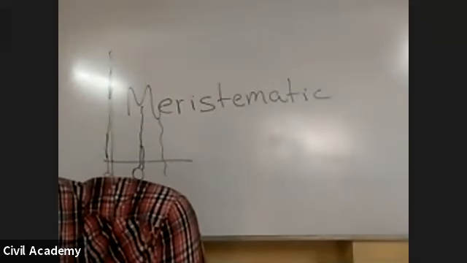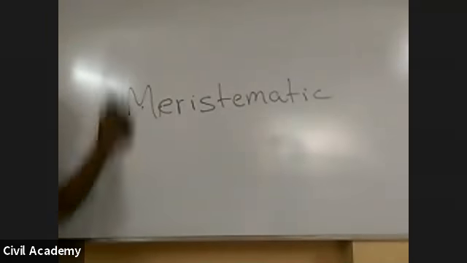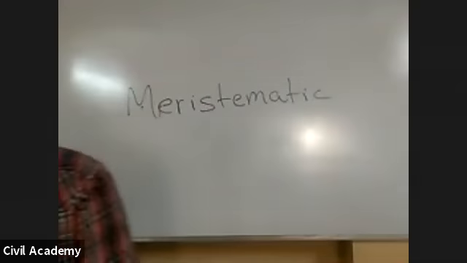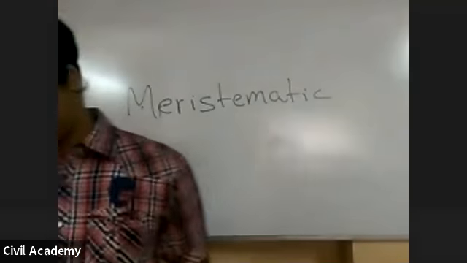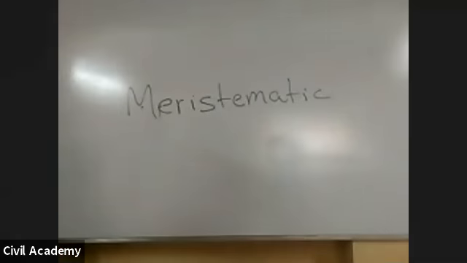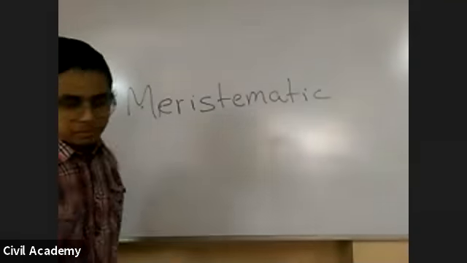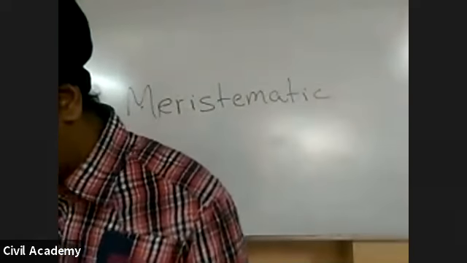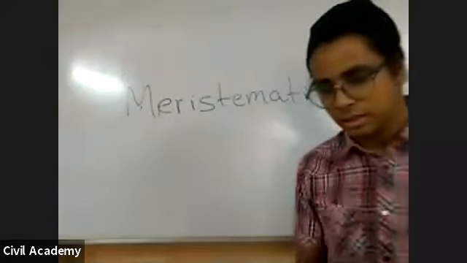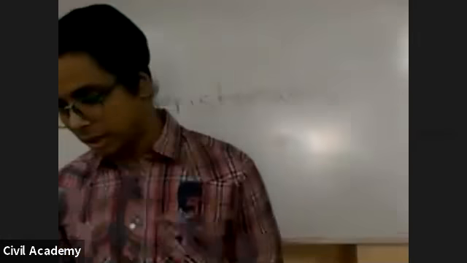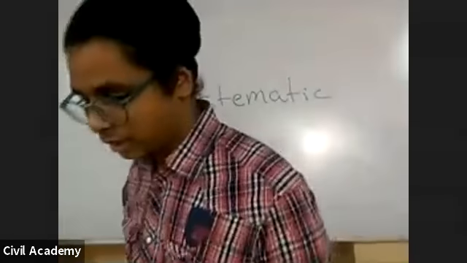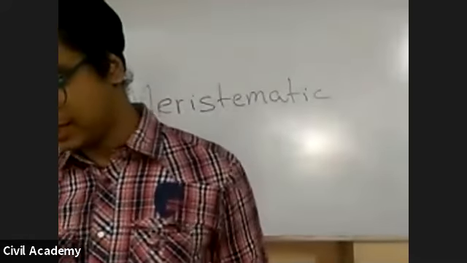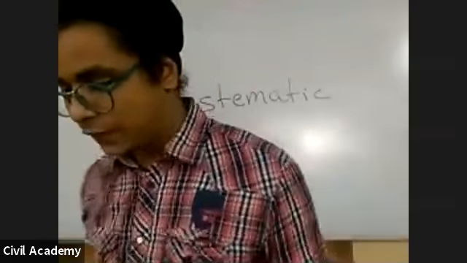So yeah, take this down. Meristematic tissues are a group of cells that are in a constant state of division, forming new cells, which retain their power of division.